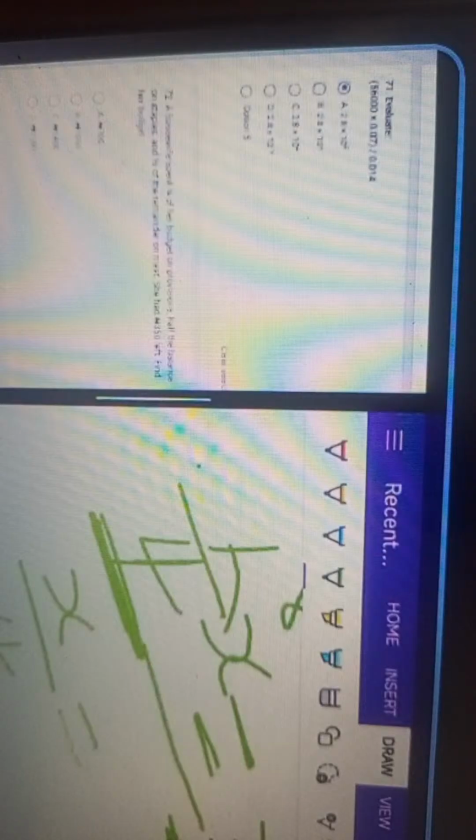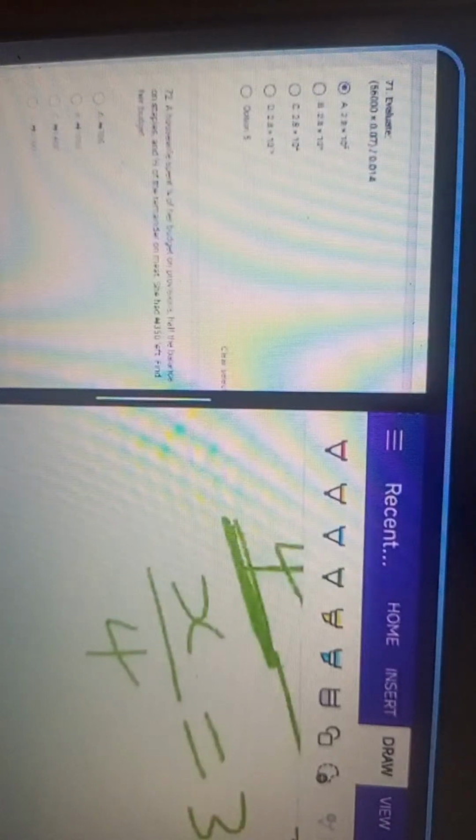Well, let's do it step by step. So x is equal to 4 times 350. 4 times 0 is 0, 4 times 5 is 20, 4 times 3 is 12, so 1,400. So the budget was 1,400. Yes. Are we on the same page? Did anybody get me? Yes, sir. Yes.